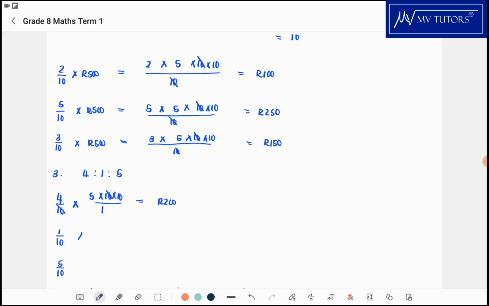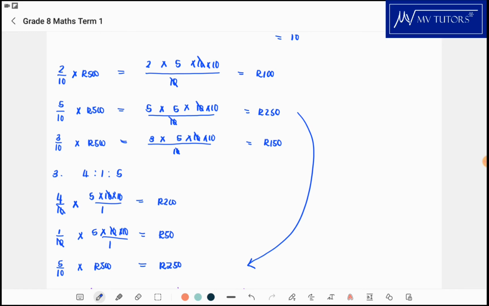Okay, so we have 1 over 10. And remember, we have 5 times 10 times 10. So we divide the 10. We're left with 5 times 10. So therefore, we have 50 Rand. And lastly, 5 over 10 of 500. Well, I'm going to piggyback from what we already did before. So that will just be 500 divided by 10. That is 50. 50 times 5 is 250.